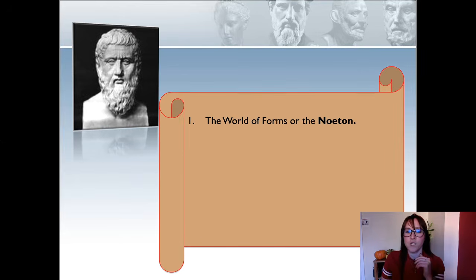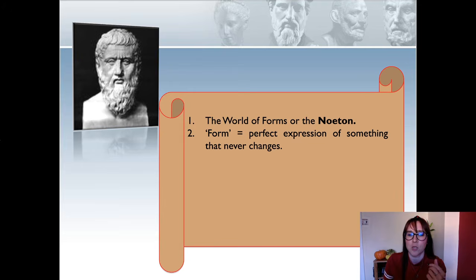So a few key words for you then. The world of forms, or the noeton. Think of this like knowing. It's the world of knowledge. A form itself is the perfect expression of something that never changes. Make sure you get your definition of a form right.